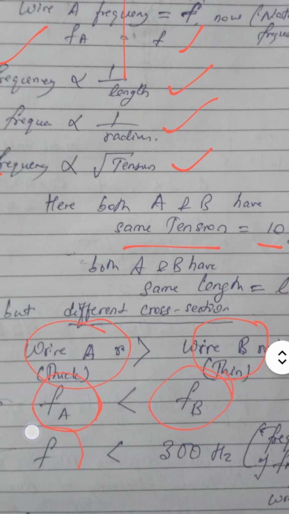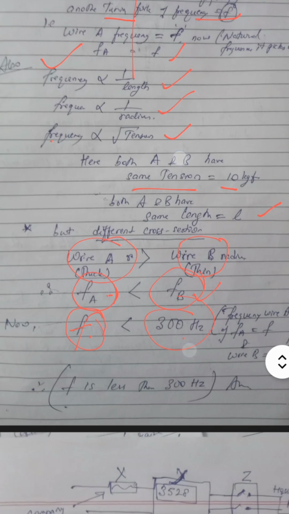Frequency of A is f, it is given, and frequency of B is 300 Hz because it matches with the natural frequency, and A matches with the natural frequency f. So if A is replaced by f and B by 300, frequency f is less than 300 Hz. So the question was, is f greater, equal, or less? f is less than 300 Hz.